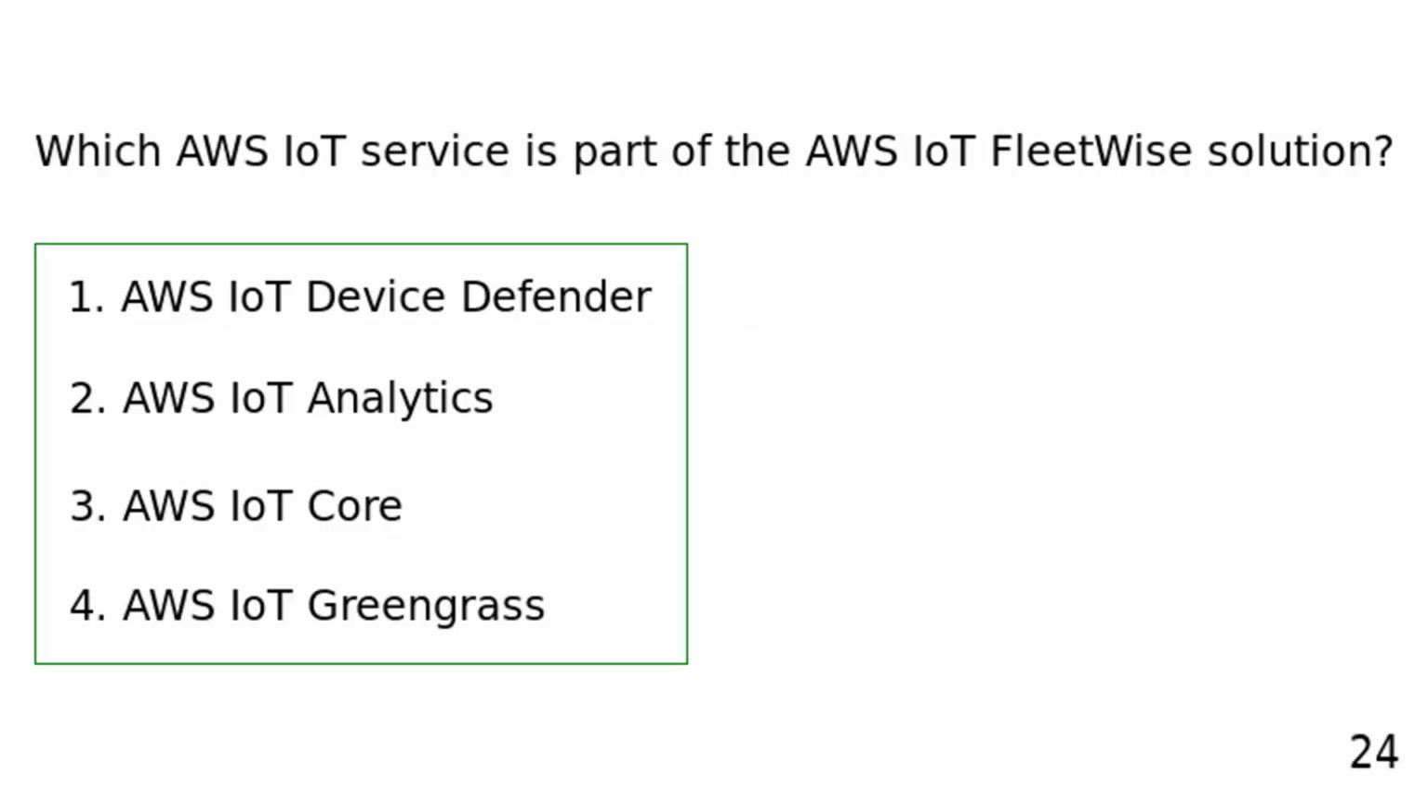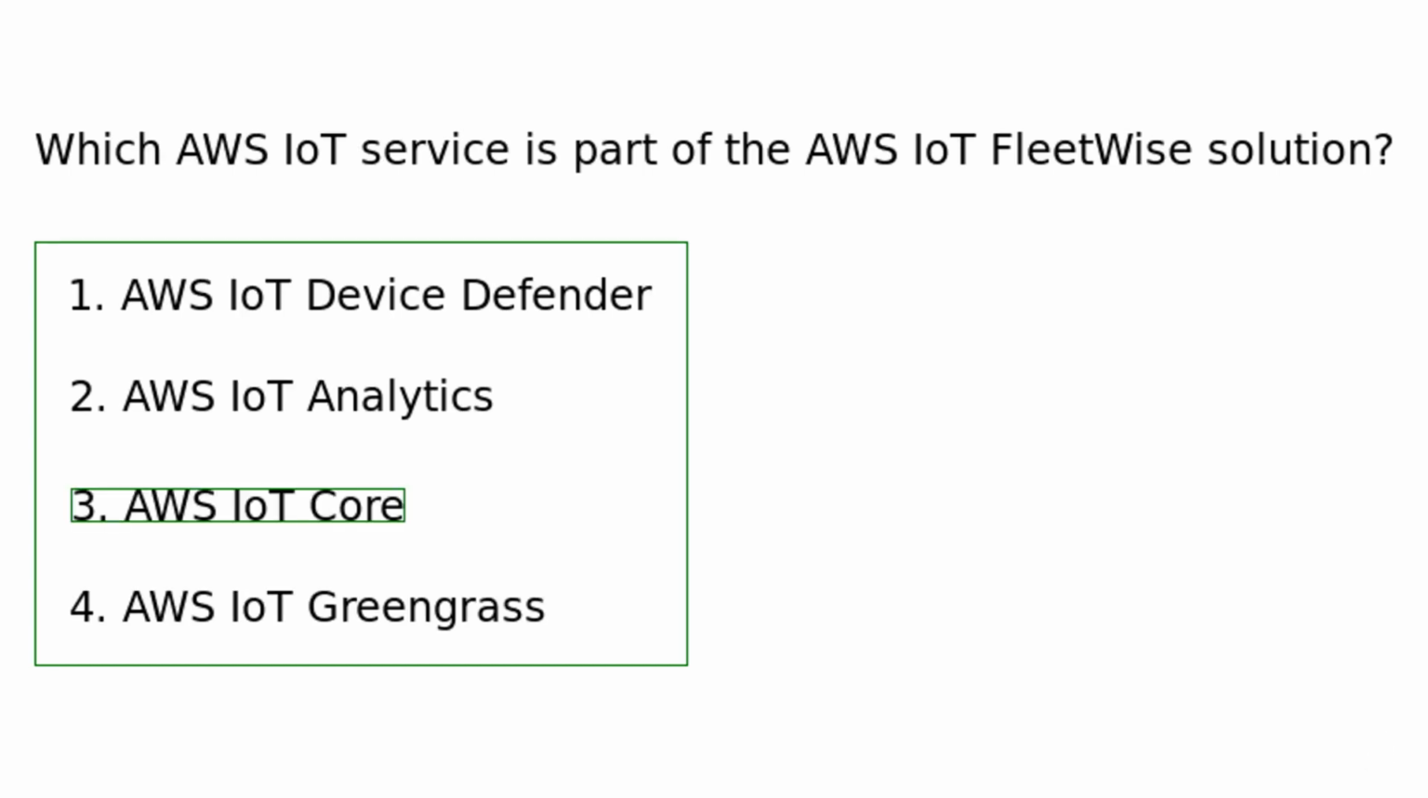Which AWS IoT service is part of the AWS IoT FleetWise solution? AWS IoT Device Defender, AWS IoT Analytics, AWS IoT Core, AWS IoT Greengrass. AWS IoT Core is a fundamental part of AWS IoT FleetWise for managing IoT devices and data.